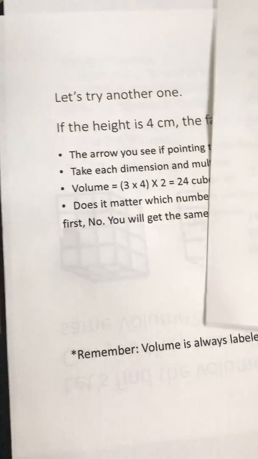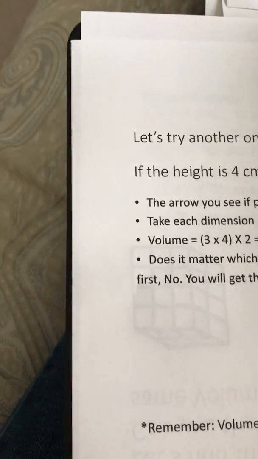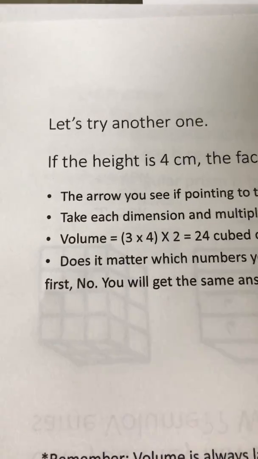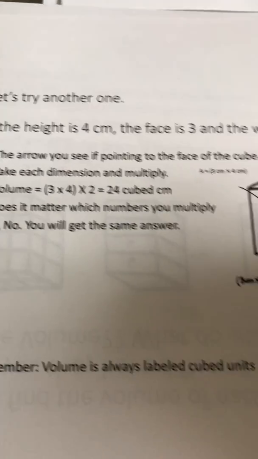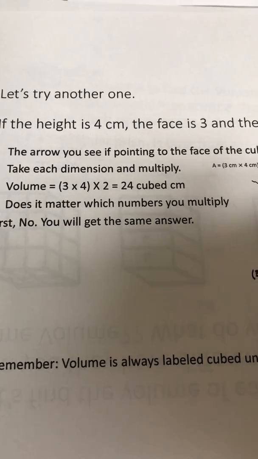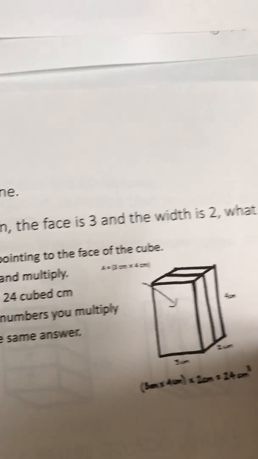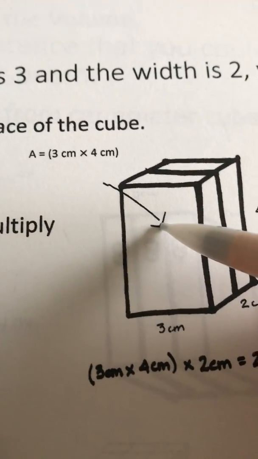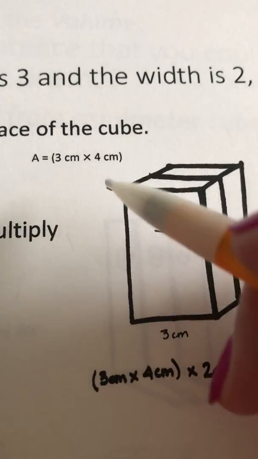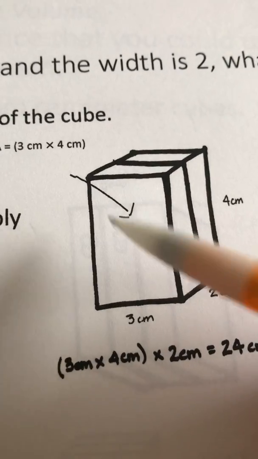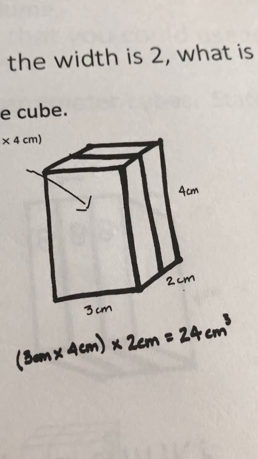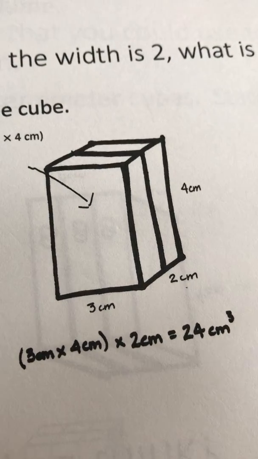All right. So far, I think you guys are really going to like doing it like this. I want to show you another one. So let's try another one, okay? If the height is 4 centimeters, the face is 3, and the width is 2, what is the volume? Here's my picture, okay? Here's the arrow. They already told you if the area is 3 times 4, what else is there left to multiply? The 2, right? Look at the picture.